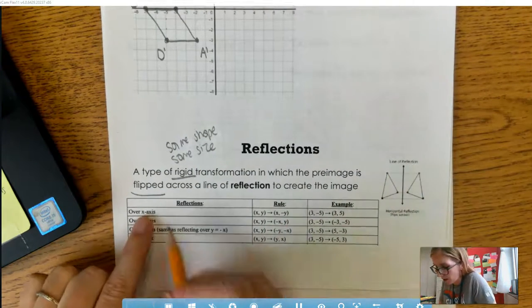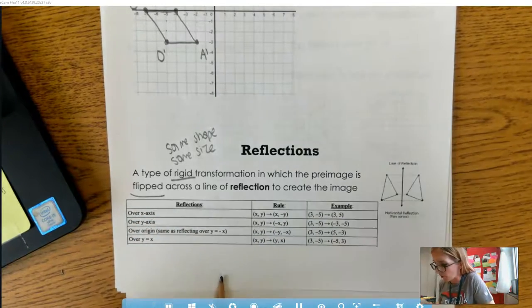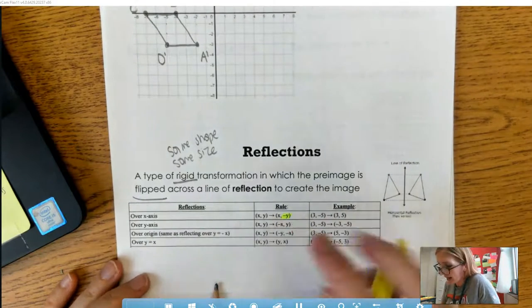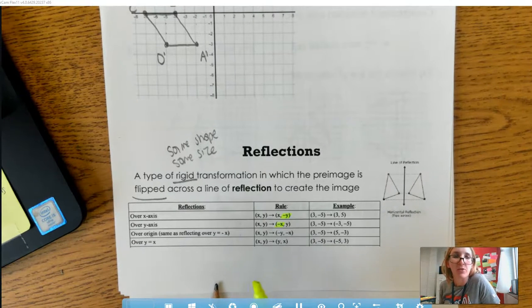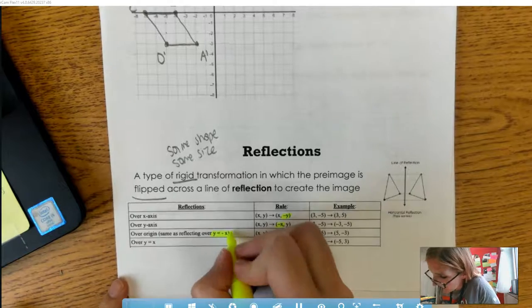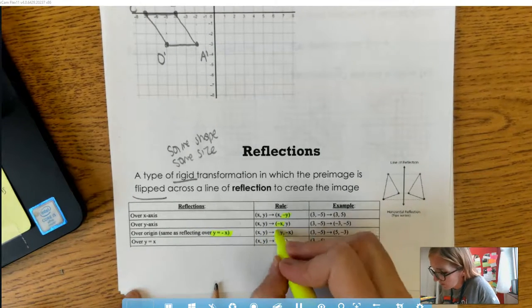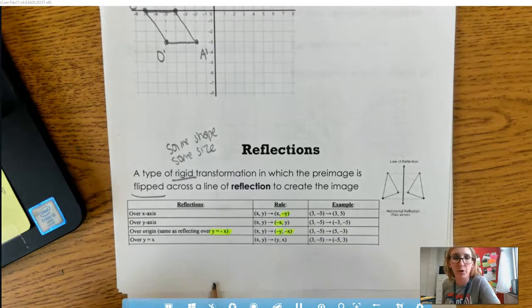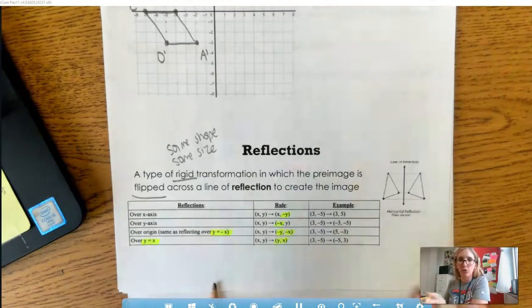So you can see if you're going over the x-axis, your rule is going to be to change the sign of the y. This is what's changing. All right, if you're going over the y-axis, you're changing the sign of the x. If you're flipping over the origin, that's the same as reflecting over the line y equals negative x. And you're going to change the place of both. You're going to flip the x and the y and change the sign of both. If you're reflecting over y equals x, you just change the position of both.